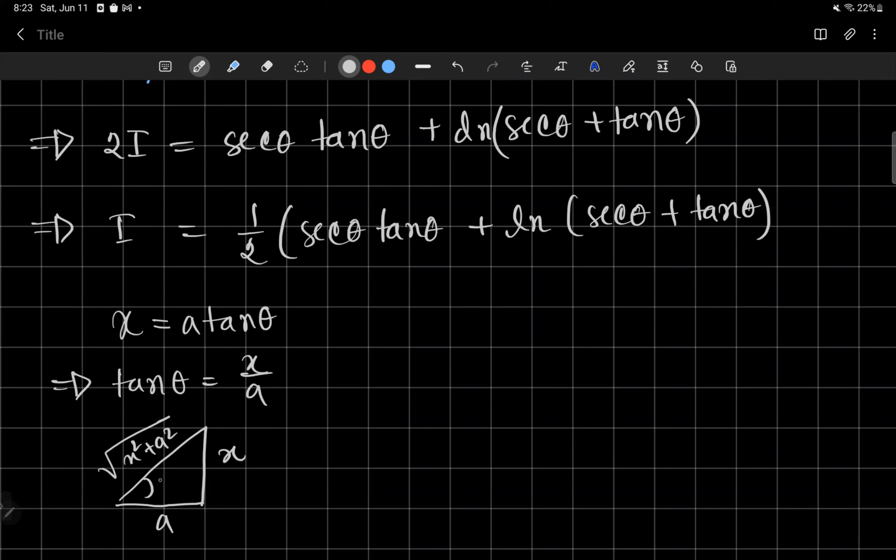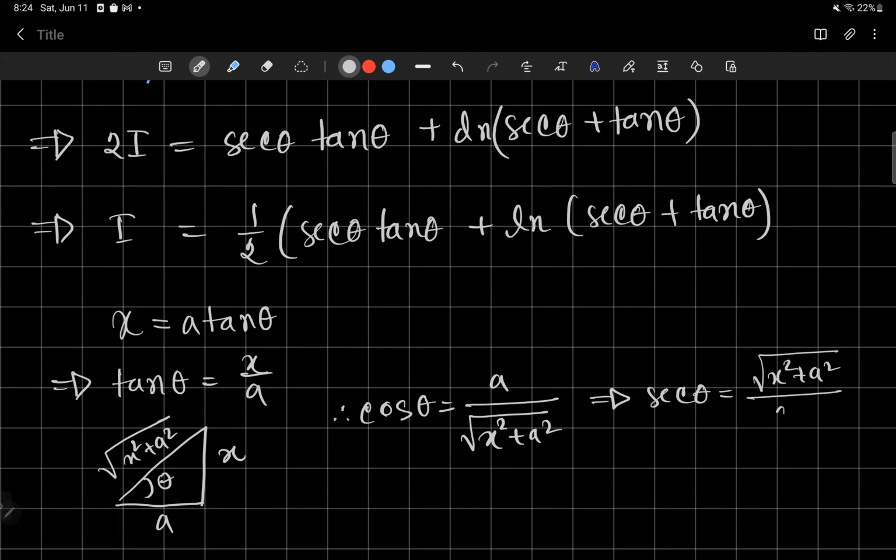To find out the parameters, tan theta is equal to x by a, which implies a right triangle like this. Sec means 1 upon cosine, right? So cosine for this triangle would be a by square root over x squared plus a squared. That would imply that sec theta would be square root over x squared plus a squared divided by a, because sec theta and cosine theta are reciprocal to each other. We already know about tan, so we can use these two pieces of information.